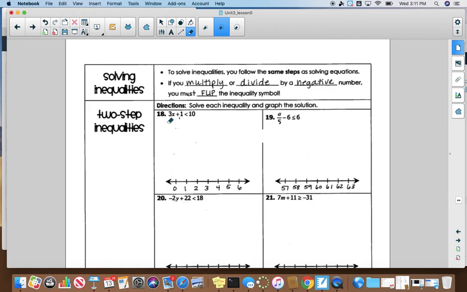Okay, number 18. 3x plus 1 is less than 10. So solve it just like you would solve a normal problem. So we're going to subtract 1. So I have 3x is less than 9. Divide by 3. When I divide by 3, I end up getting x is less than 3. So we graph it. Open at 3. Numbers that are less than go to the left.